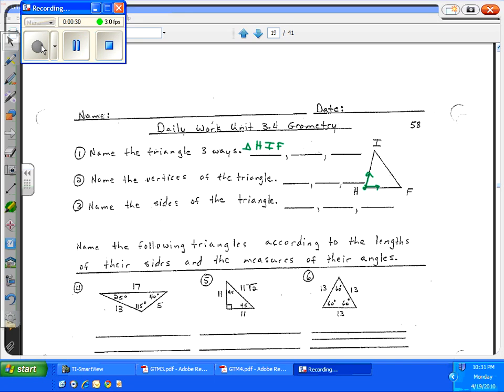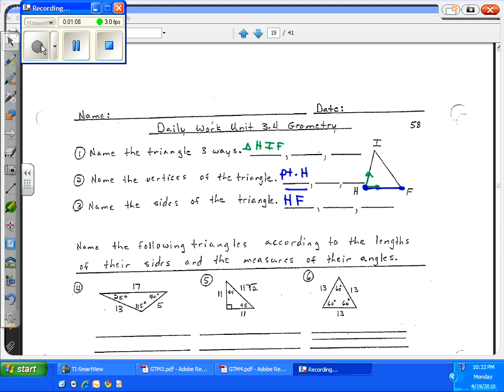Again, a triangle is a figure formed by 3 segments joining 3 non-collinear points. The 3 segments are called the sides. So the sides of a triangle are segments. The vertices are the 3 non-collinear points. So the vertices are point H, etc.